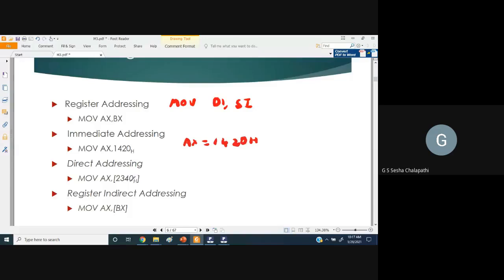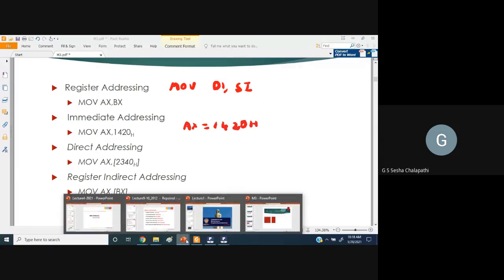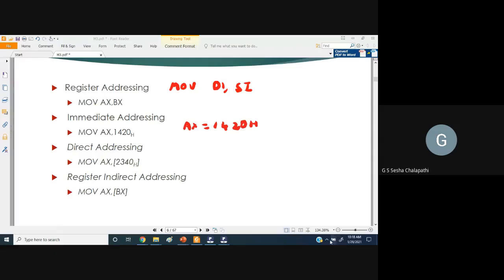Now the next addressing mode is the direct addressing mode. For example, take the instruction MOV AX, [2340H], with 2340H within square brackets. Now what will this instruction do?